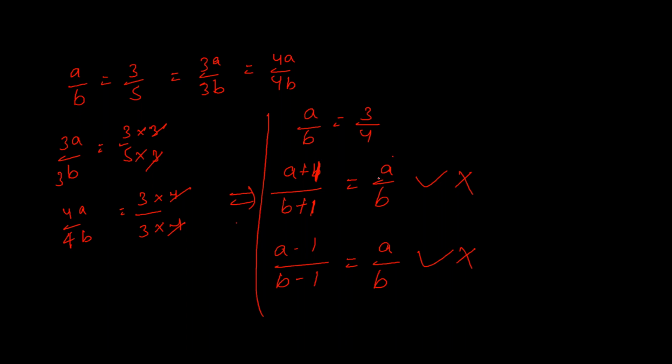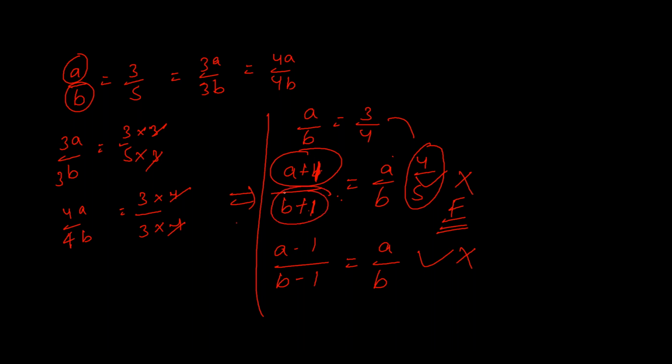Because a by b is 3 by 4, then a plus 1 divided by b plus 1 will be 4 by 5, which is not equal to 3 by 4. That means this statement is false. That means if you multiply any number with the numerator and denominator, it will be equal to the previous fraction. But if you add any number in the numerator and the same number in the denominator, it won't be the same. Do you understand this? Say yes, no.